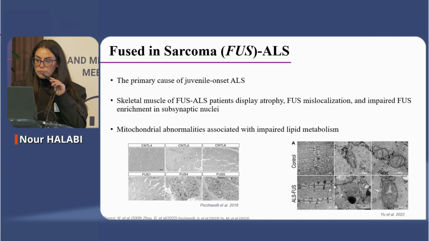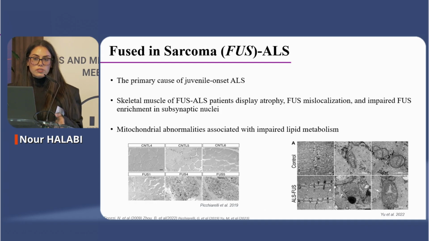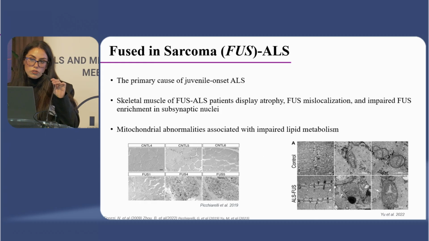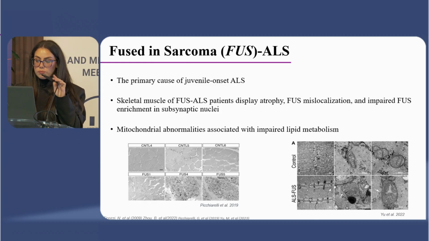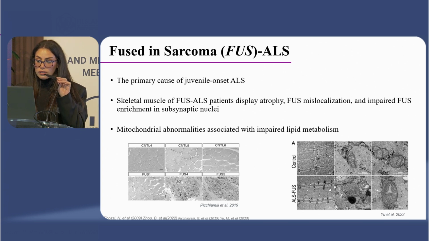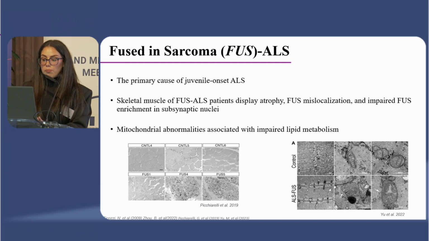First, I will start by giving a brief introduction on the fused-in sarcoma gene mutation. As you might already know, it is the primary cause of juvenile ALS, where FUS-ALS patients display skeletal muscle atrophy and also FUS mislocalization, where FUS becomes impaired in the nuclei. So besides those neuromuscular junction features, data have shown in the past years that FUS is also involved in abnormalities in the mitochondria, which lead to impaired lipid metabolism.